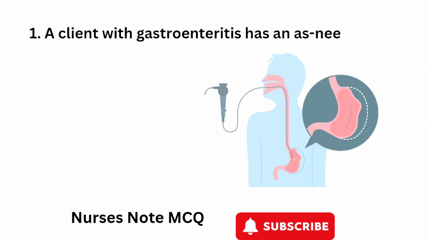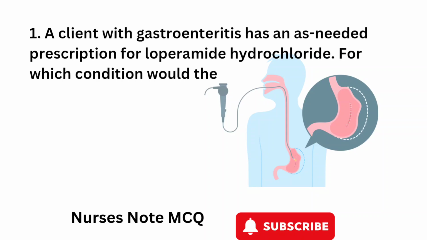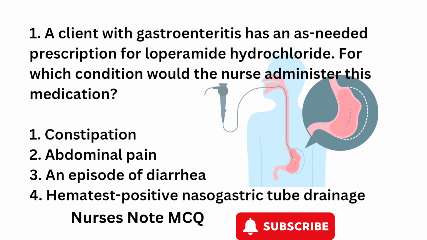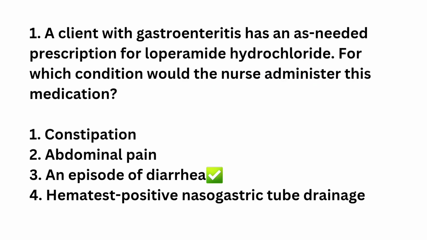A client with gastroenteritis has an as-needed prescription for loperamide hydrochloride. For which condition would the nurse administer this medication? 1. Constipation. 2. Abdominal pain. 3. An episode of diarrhea. 4. Hematest positive nasogastric tube drainage.